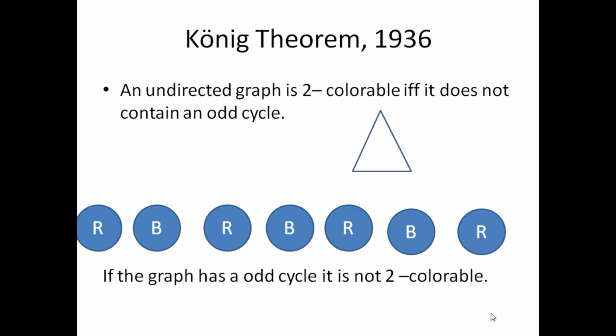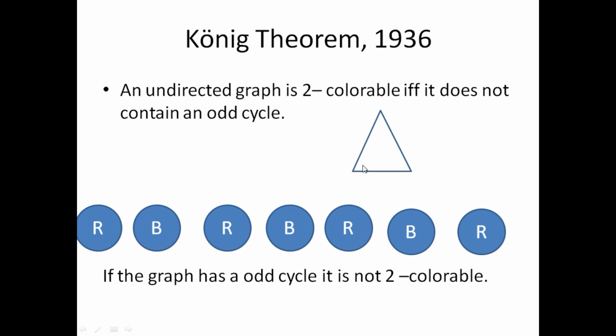So let's look at this important theorem. This says that an undirected graph is two-colorable, or in other words, it's going to be bipartite, if and only if it doesn't contain an odd cycle, right? So if you look at a triangle, this contains an odd cycle. So what is the odd cycle? In a cycle, the number of edges is exactly the same as the number of nodes in the cycle. So if the number of nodes in the cycle is odd, then we call it an odd cycle. If the graph contains an odd cycle, then it is not two-colorable, right? Any two-colorable graph or a bipartite graph should not contain an odd cycle.